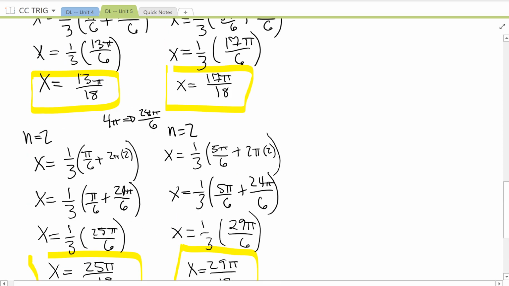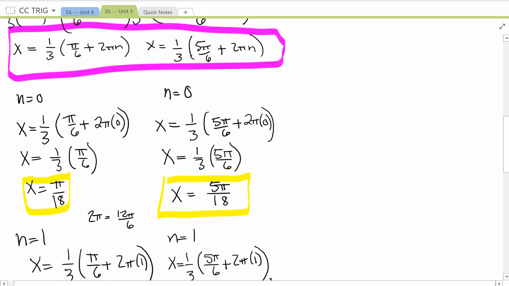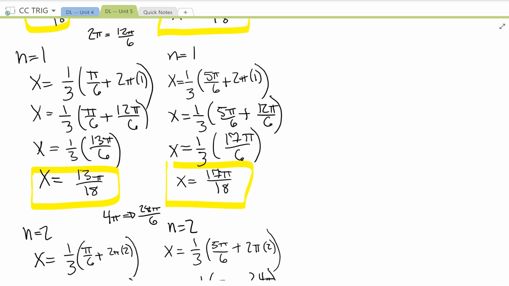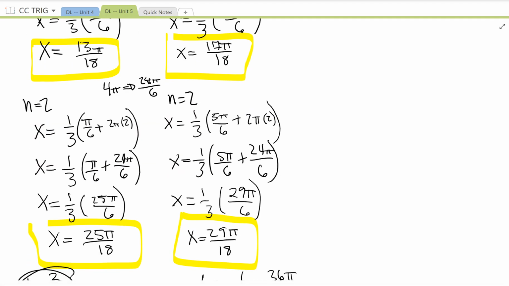All right, so the answers for part B were pi over 18, 5 pi over 18, 13 pi over 18, 17 pi over 18, 25 pi over 18, and 29 pi over 18.